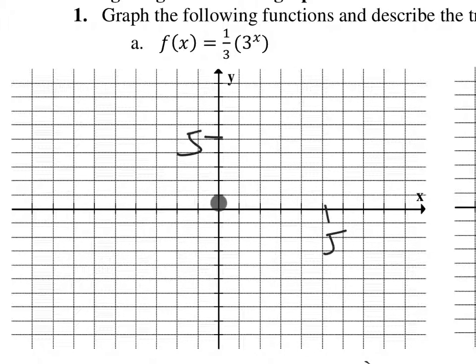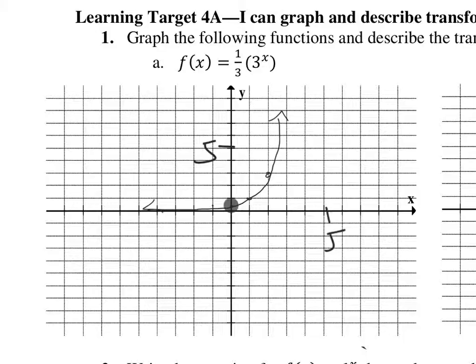Well, let's try this again. It's going to go through 1/3 there. And then 3 to the first is usually 3, but we're going to drop that down to 1/3 of it. 3 to the second is usually 9, but 1/3 of 9 is 3. It's going to look like this. We're going to have an asymptote of the 0 axis, and that is the x-axis.